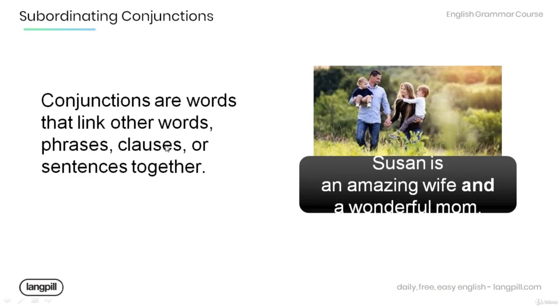Conjunctions are words that link other words, phrases, clauses, or sentences together. Have a look at the example over here. Susan is an amazing wife and a wonderful mom. Now the word "and" in the sentence is a conjunction, and it's used to link two sentences together. Susan is an amazing wife, a wonderful mom.